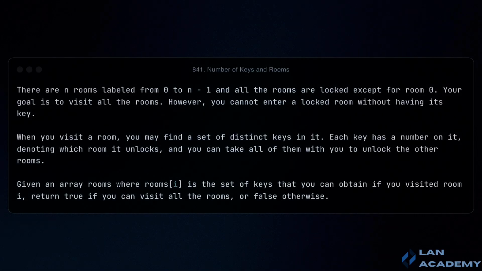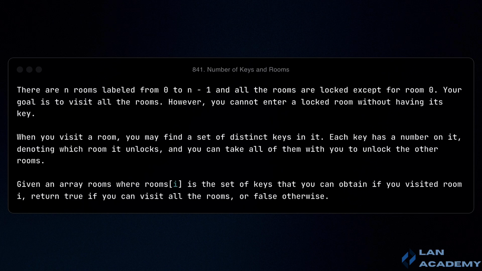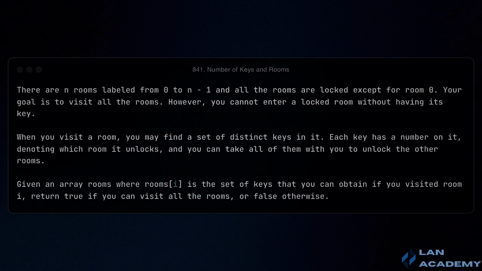In this problem, there are n rooms labeled from 0 to n-1 with all rooms locked except for room 0. The goal is to visit all the rooms, but to enter a locked room, we need its key. When we visit a room, we can find in it a set of keys, each of which points to another room that it can unlock. We must return true if we can visit all rooms, otherwise false.